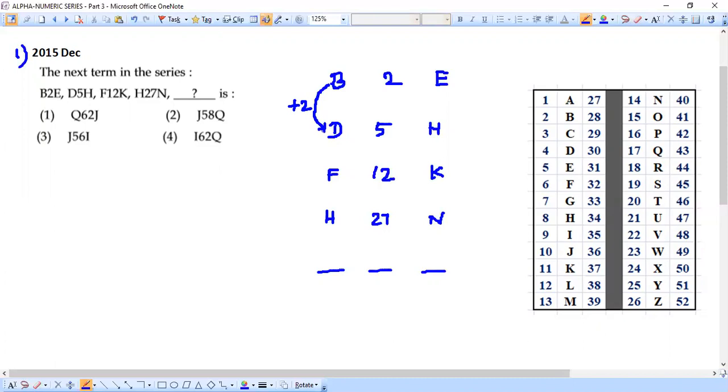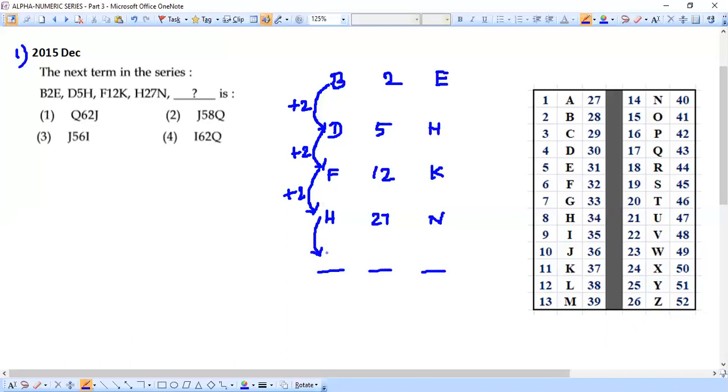Next they are moving from D to F. D is already at the 4th position, and F is at the 6th position. So from 4 to 6 they are moving. This is again +2. Next they are moving from F to H. F is at the 6th position and H is at the 8th position. So 6 to 8 is once again +2. So for the first letters, the pattern is very clear to us. They are just moving +2, +2, +2 like this.